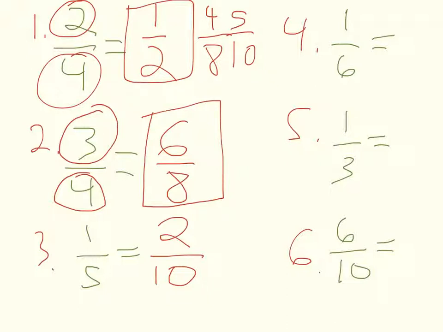Number 4, same trick, but maybe instead of doubling it, we could try something a bit fancy. Like we could triple 6. What do I get if I triple 6? 3 6s is 18. And what do I get if I triple 1? Well, 3 1s is 3. So 3/18 is the same as 1/6.